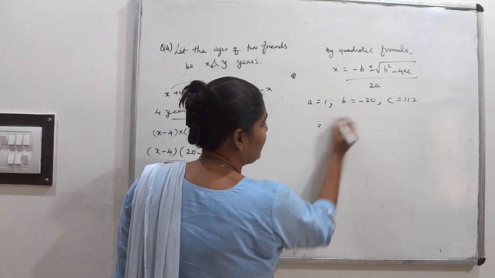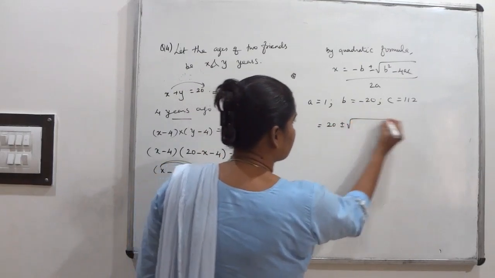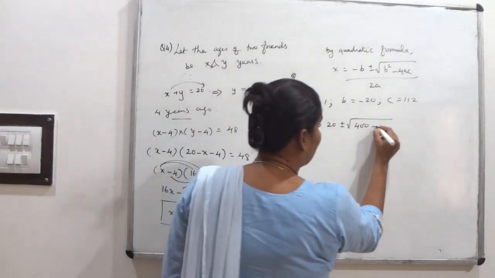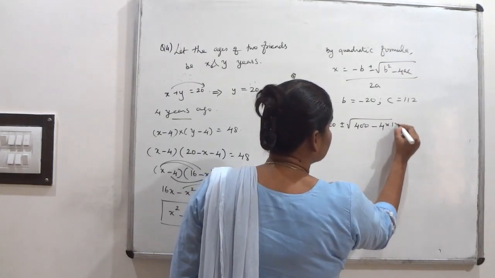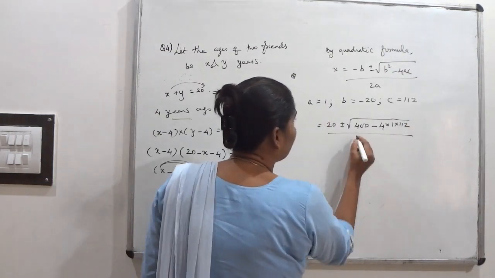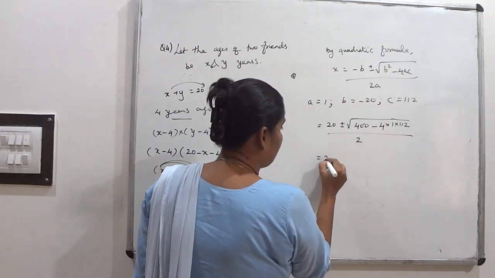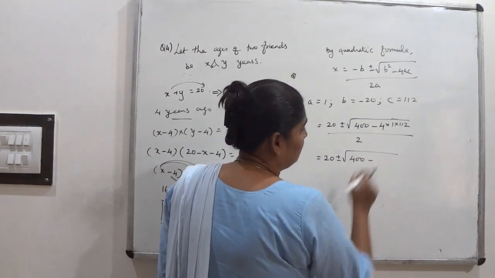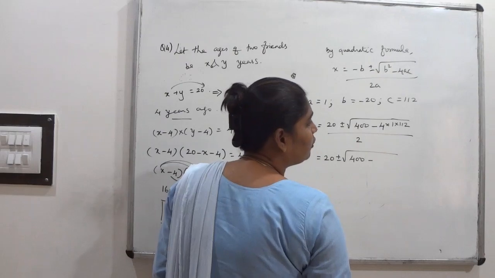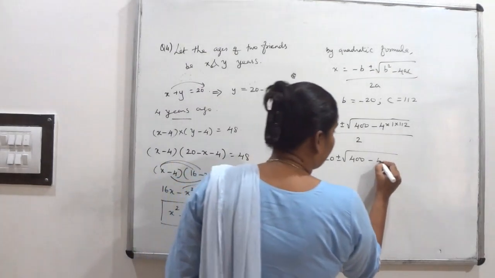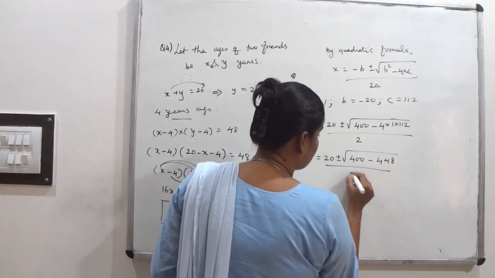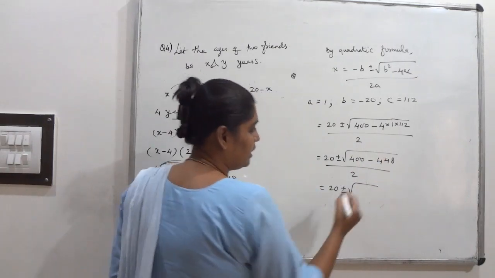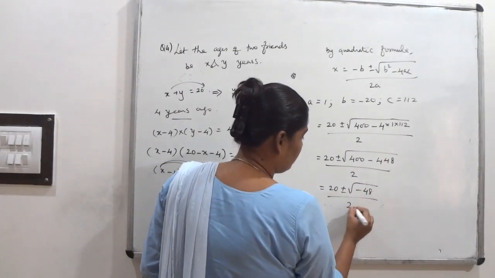Minus b, that is minus of minus 20, that is plus 20, plus or minus square root of b square, that is minus 20 the whole square, which is 400, minus 4ac, that is 4 into 1 into 112, which is 448, upon 2a, 2 into 1, that is 2. So 20 plus or minus square root of 400 minus 448, that is minus 48, upon 2.